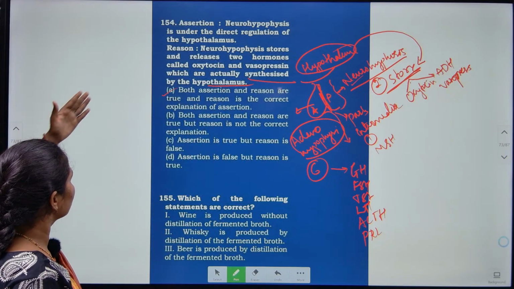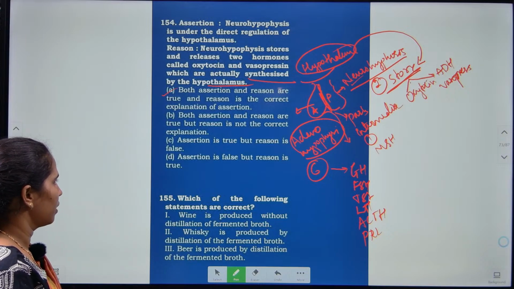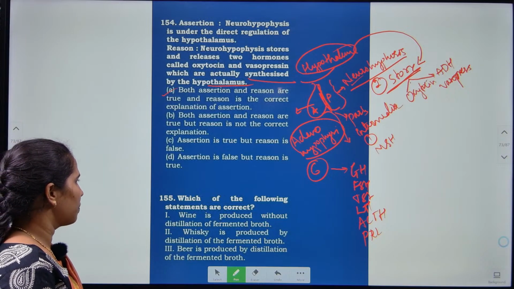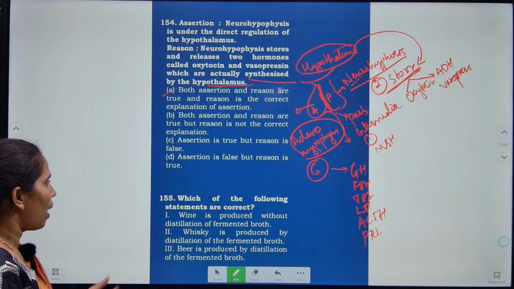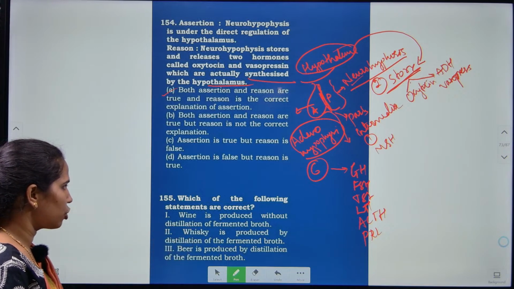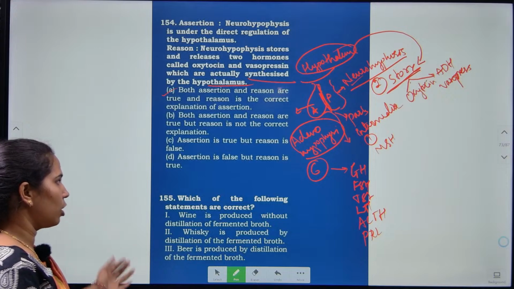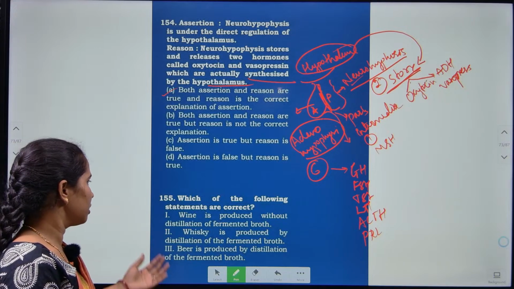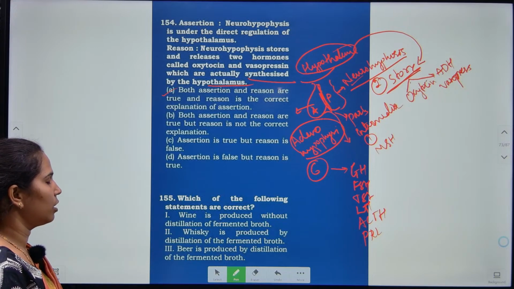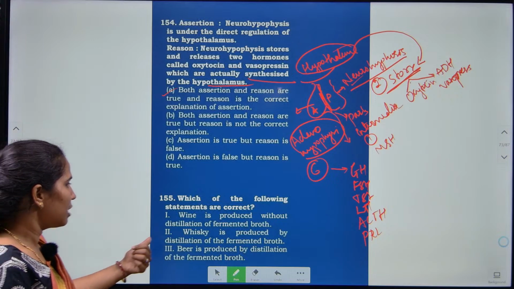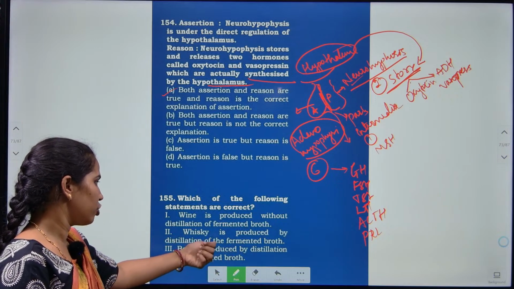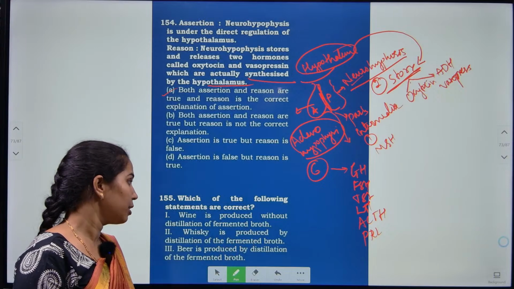So which is the right option? Option A is the right one here. Which of the following statements are correct? Wine is produced without distillation of fermented broth. Yes, wine is a non-distilled beverage, whereas whiskey is produced by distillation. Yes, automatically they are distilled beverages.